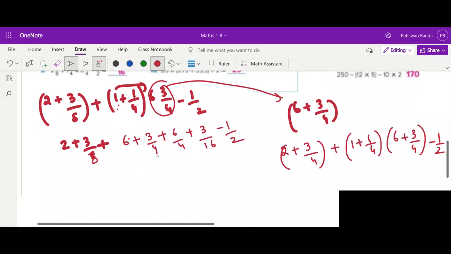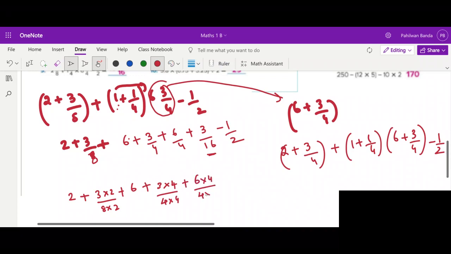Now if you remember, what did we do in term 2? We try to make the denominator same. So how to make the denominator same? The highest one, you say 16. So 2 plus the fraction, if you multiply with 2, 3 multiplied by 2 by 8 multiplied by 2, plus whole numbers, you keep as it is. Again, if I want 16 here, I must multiply with 4 in the numerator and denominator 4, plus this one also multiply with 4, again multiply 4, plus 3 by 16 minus half.